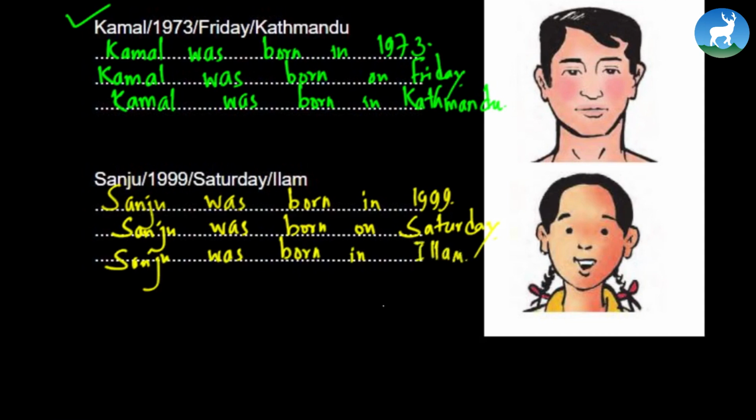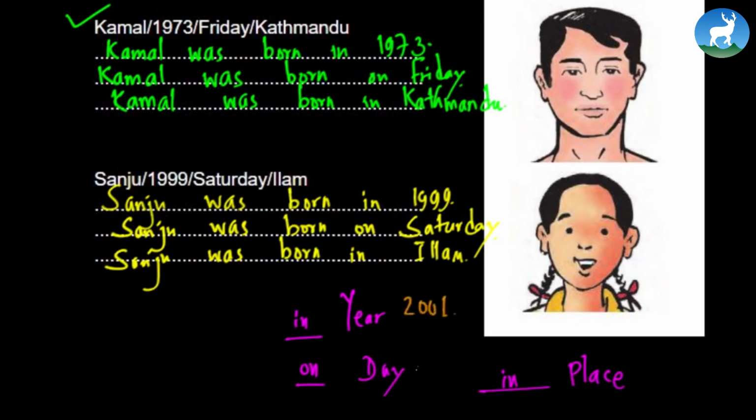Once again, let's revise. If it's year, we're going to use in year. If it's day, we are going to use on day. If it's a place's name, we are going to use in some place. For example, I can give you my own example. In 2001, on Monday, in Patan. So I can say, I was born in 2001 on Monday in Patan.